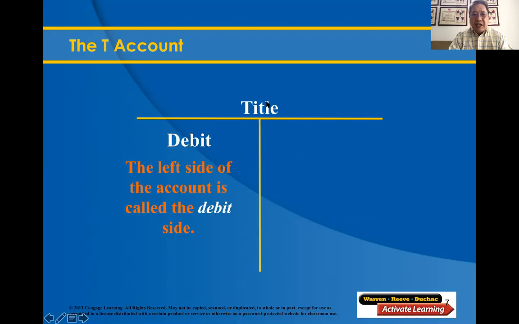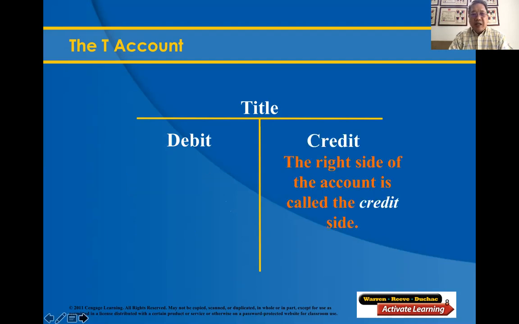The T account has a title, of course. If it is a cash, or accounts receivable, or accounts payable, or capital. The left side of the account is called the debit side, and the right side is called the credit side.